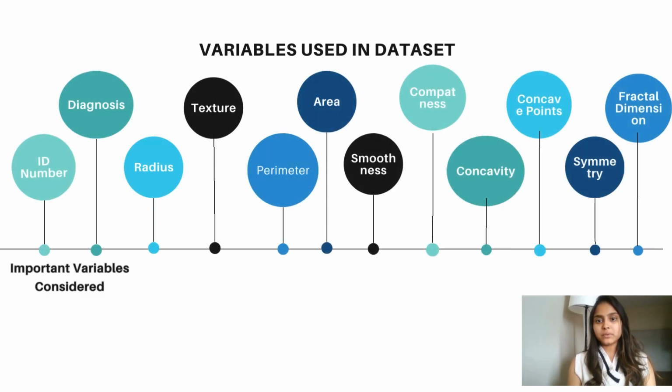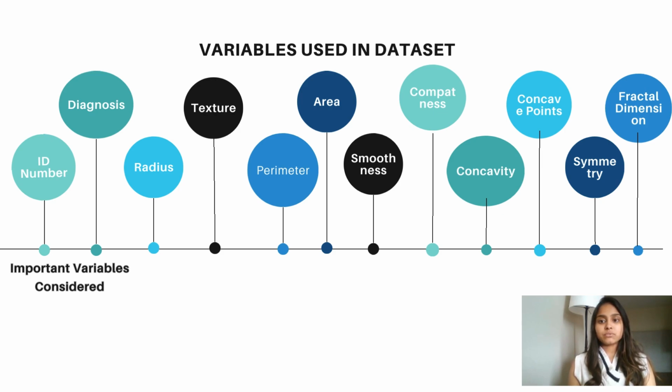We'll be discussing the variables. The first two are the important variables that we have considered. One is ID number, which is a unique identifier for each sample. The second one is diagnosis. This is the target label for each sample, where M denotes malignant and B denotes benign.